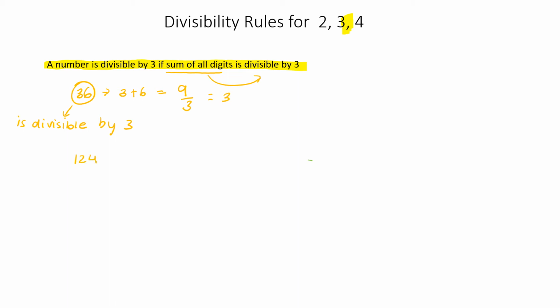Now if I try another example, let's say 124. If I add all of these digits with each other, that would be 1 plus 2 plus 4, which is 3 plus 4, which gives us 7. And then if I do 7 divided by 3, that leaves us with a remainder. So our quotient would be 2, but we would have a remainder of 1. So that shows us that 124 is not divisible by 3.